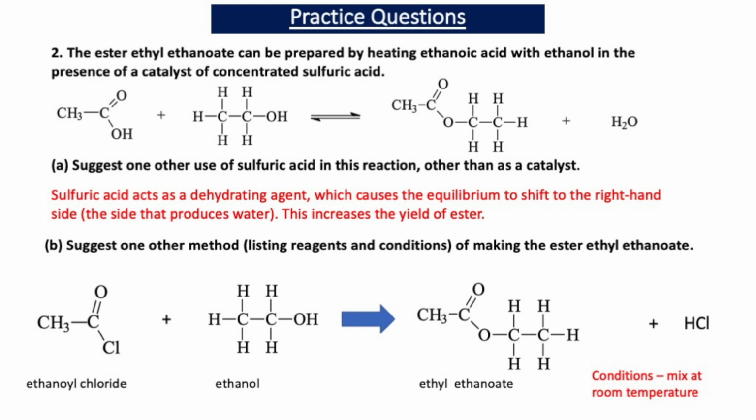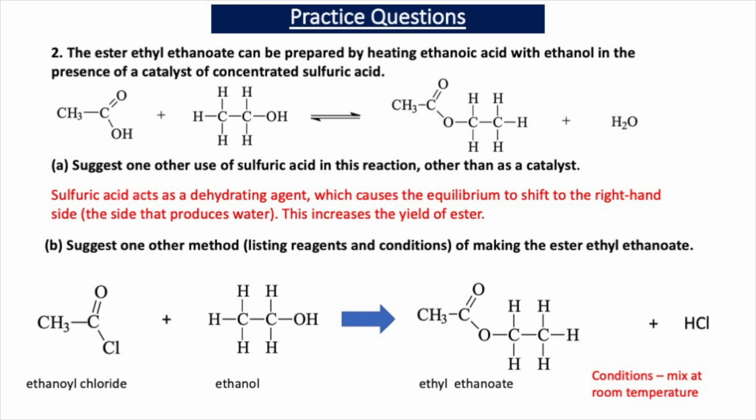Now for question 2, we have the ester ethyl ethanoate being prepared from ethanoic acid and ethanol in the presence of a catalyst of concentrated sulfuric acid. And the question is asking you to suggest one other use of sulfuric acid in this reaction other than a catalyst. Now sulfuric acid is a dehydrating agent, so if you remove water from this reaction, the equilibrium will shift to the side that produces water, which is the right hand side. So if the equilibrium shifts to the right, you get a greater yield of ester.